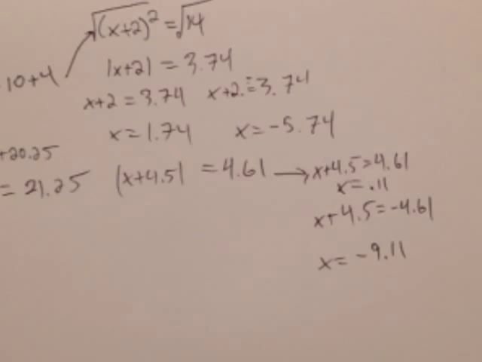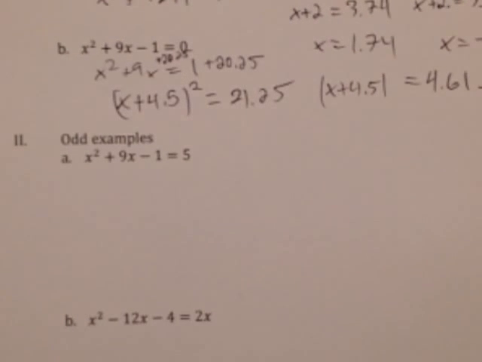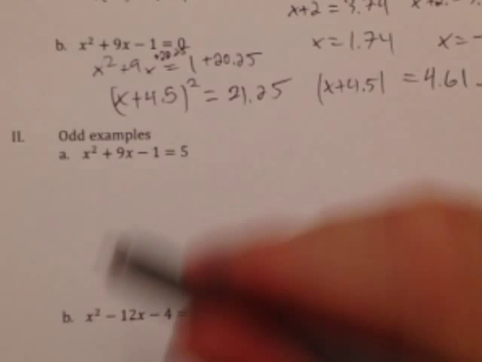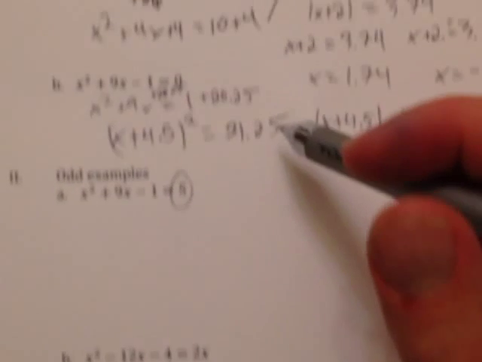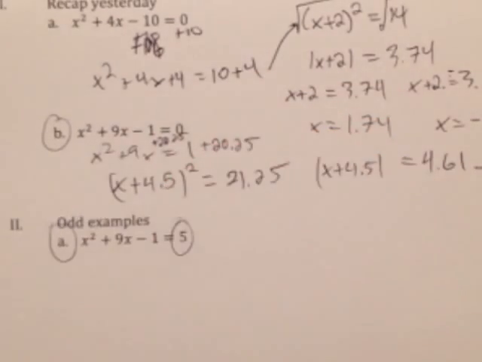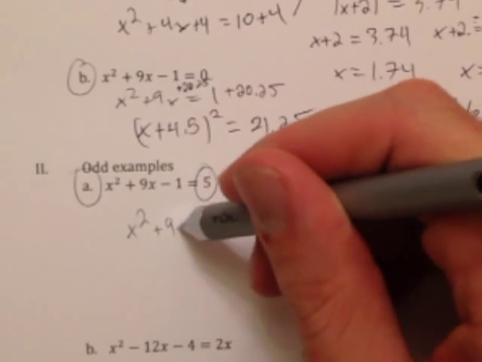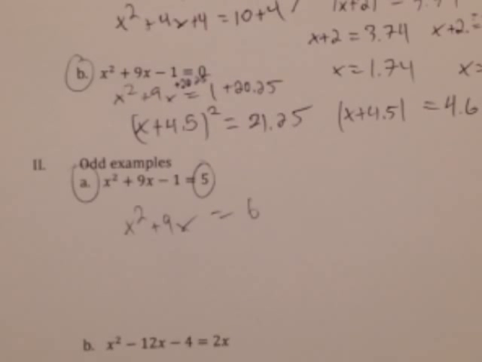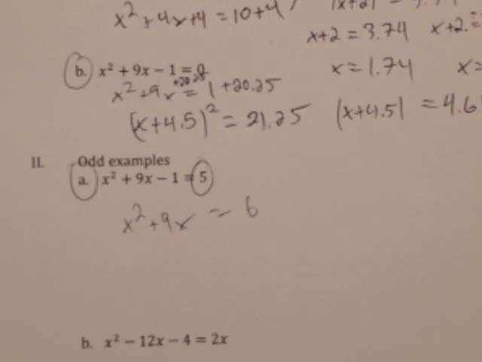Now, let's look at a little trickier, more kind of odd examples. So, I don't really consider A to be all that odd of an example. We were doing basically only problems that didn't have a number out on this side, but the only real difference between B and A is that when you add 1 over onto this side, you're going to get x squared plus 9x equals 6 instead of equals 1. Yeah, that was tricky. I'm not going to go through and actually find the answers. I just kind of wanted to point that out to you.